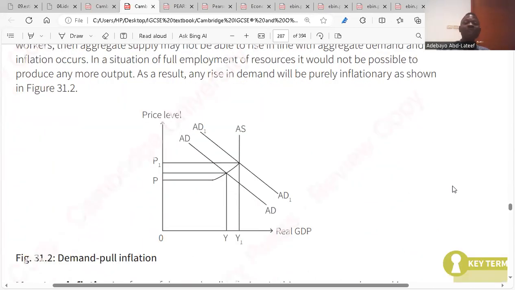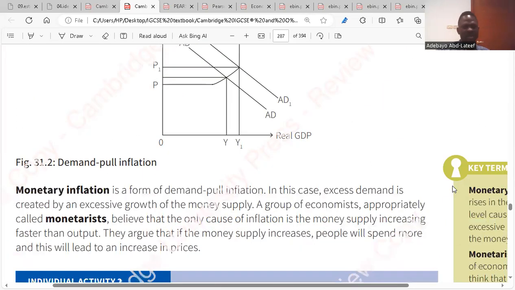So there wouldn't be any other choice than to increase the price from P to P1. If aggregate demand increases from AD to AD1, price has to increase from P to P1. Is it clear? Yes. That is demand pull inflation. Any question about that? No.